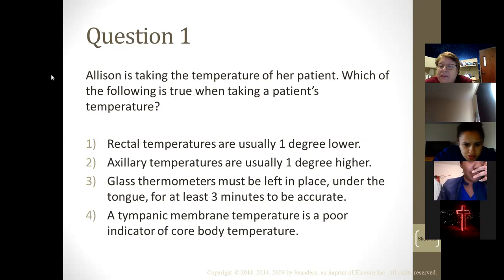Okay. Now we said when we had our rectal and our axillary temperature, axillary is usually 1 to 3 lower. Three is correct. You need to leave those glass thermometers in place for at least 3 minutes for them to be accurate, because there's no beep that tells you when it's done. So the answer here is 3.